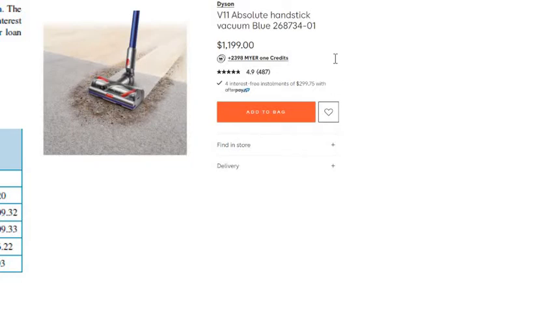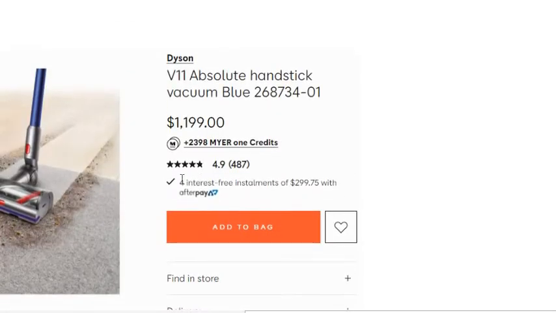For example, this Dyson vacuum cleaner. I took the screenshot from Mayer's website. You can see that it's selling for $1,199. But if you don't have enough money, you can choose to pay it off in four interest-free installments of $199.75 with this Afterpay service. So by doing that, you're not paying off the money all at once. You're separating the bill into a number of payment periods.